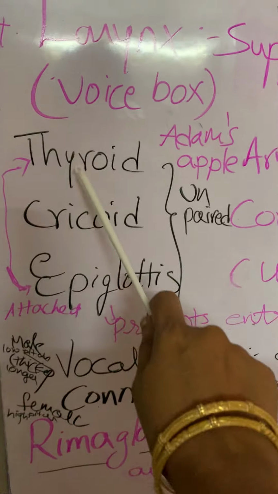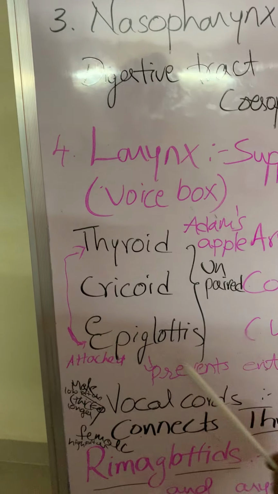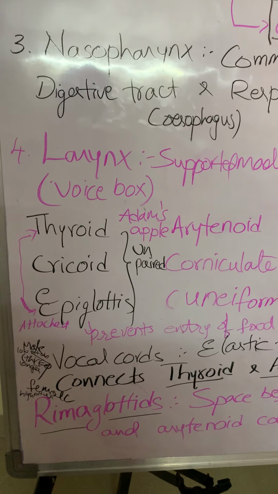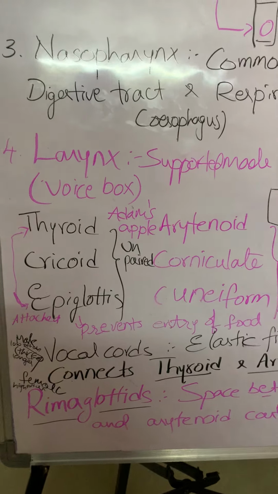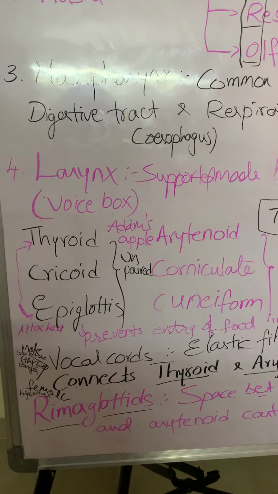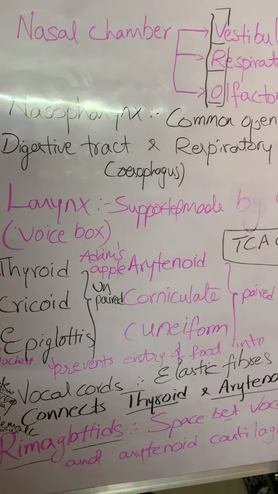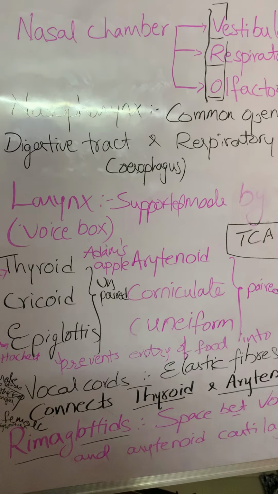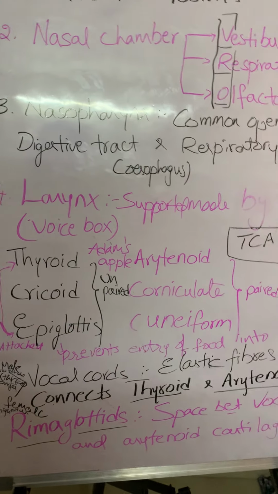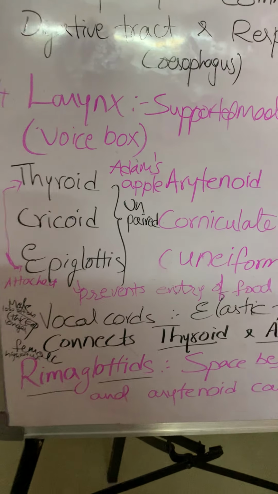Next, the thyroid cartilage is the largest of all these cartilages, and on its ventral side it has a prominence which is known as Adam's apple. This prominence is clearly seen in males rather than females, because in males the testosterone hormone is present. That testosterone hormone is responsible for the protuberance of Adam's apple. So that is about Adam's apple.